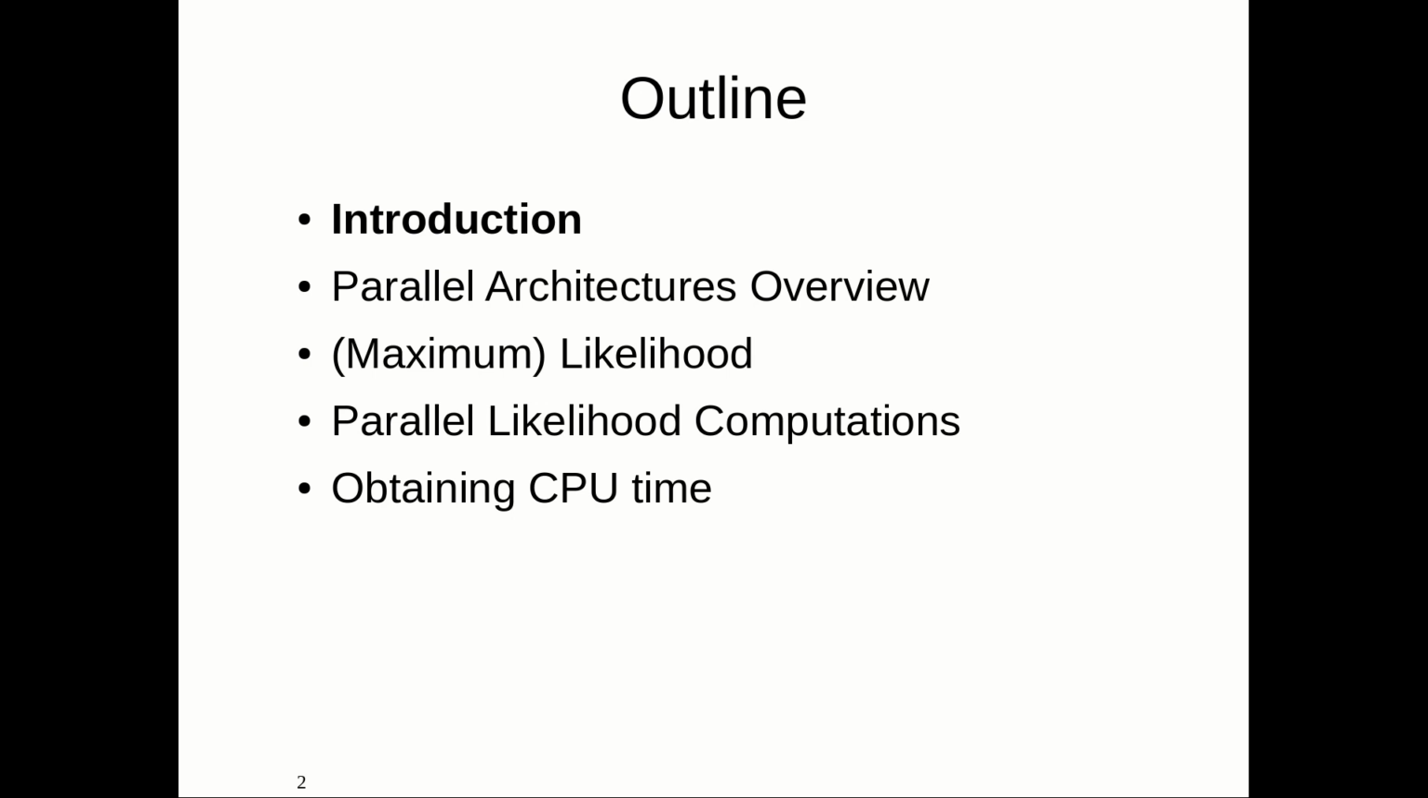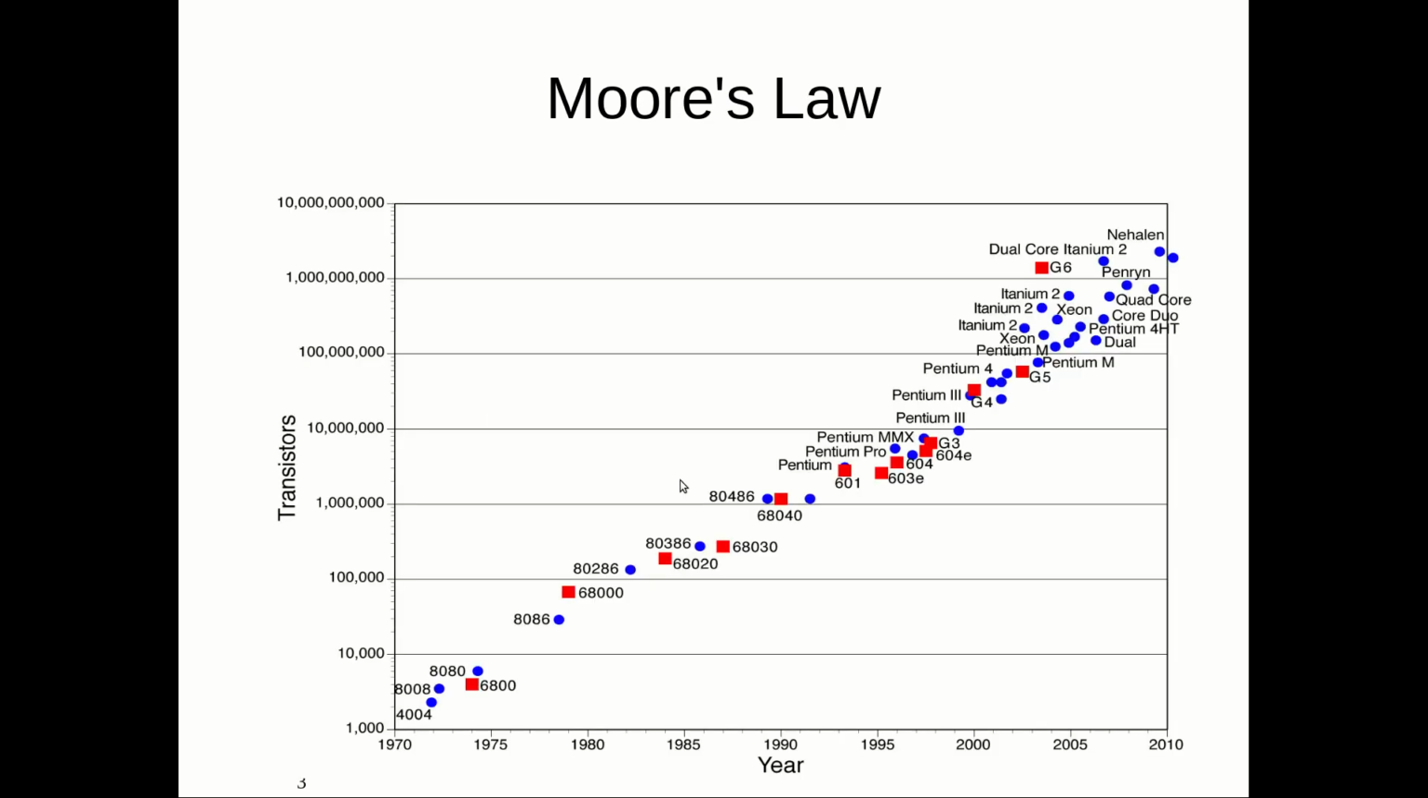Then we'll quickly go over maximum likelihood again, so basically about the computation of likelihood scores. We're going to talk about parallel likelihood computations, and finally I'll talk a little bit about how you go about obtaining CPU time on large supercomputing systems.